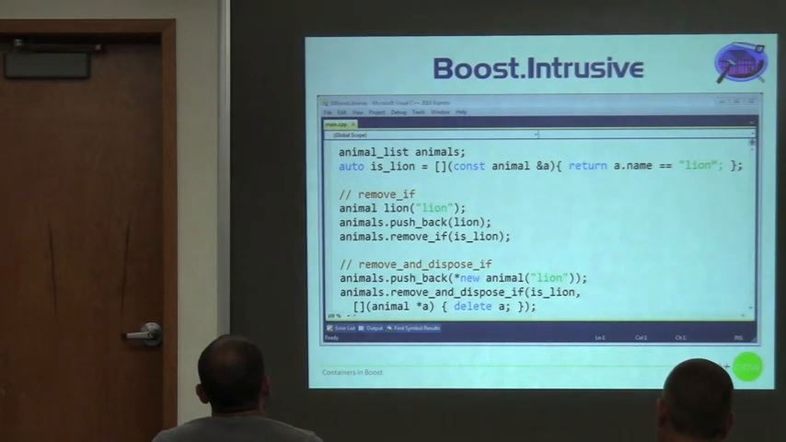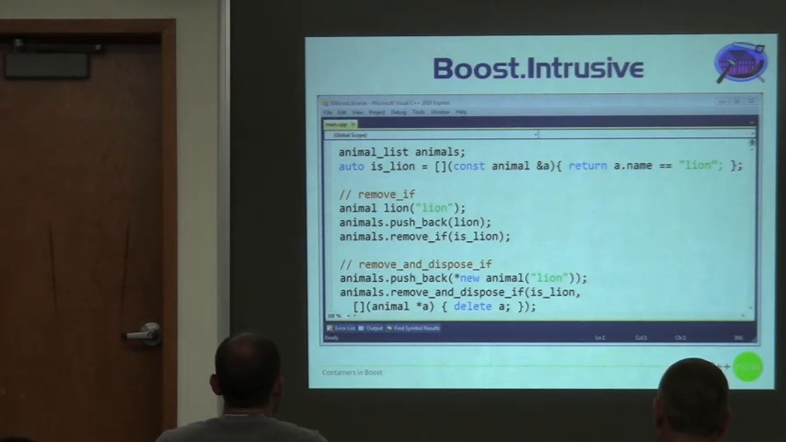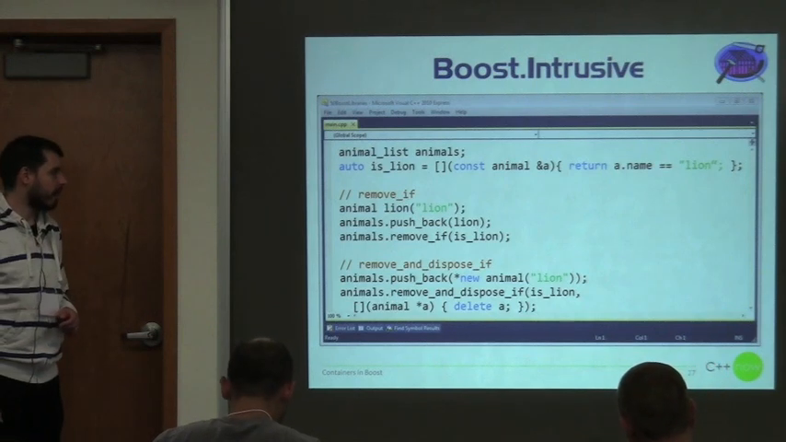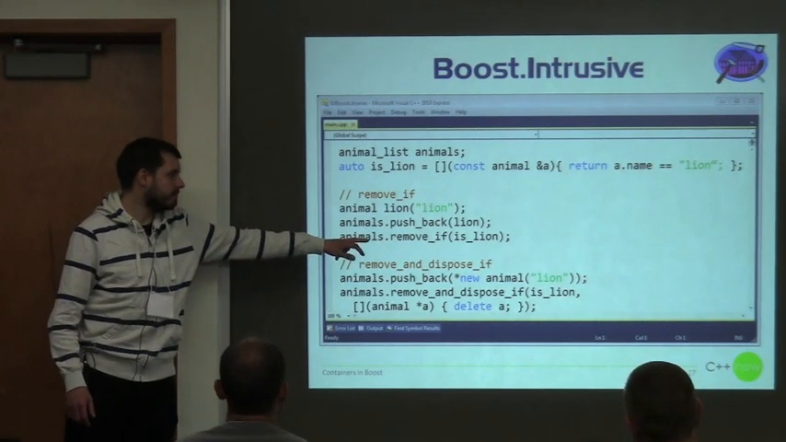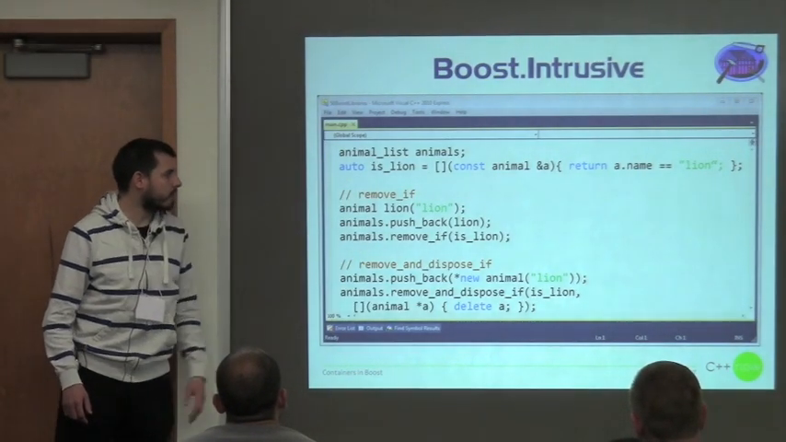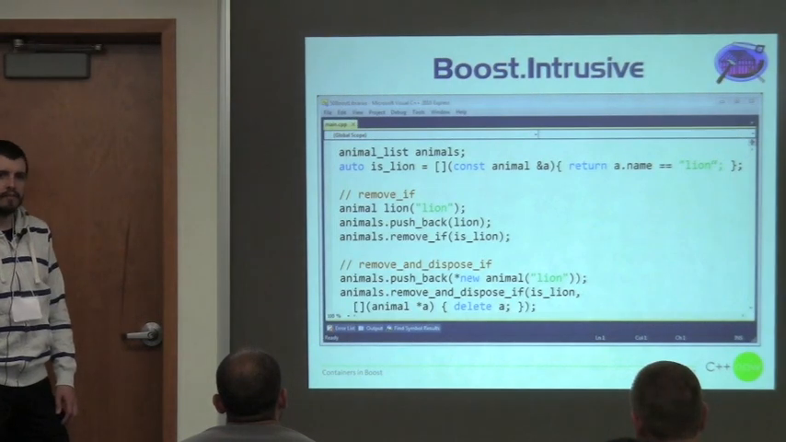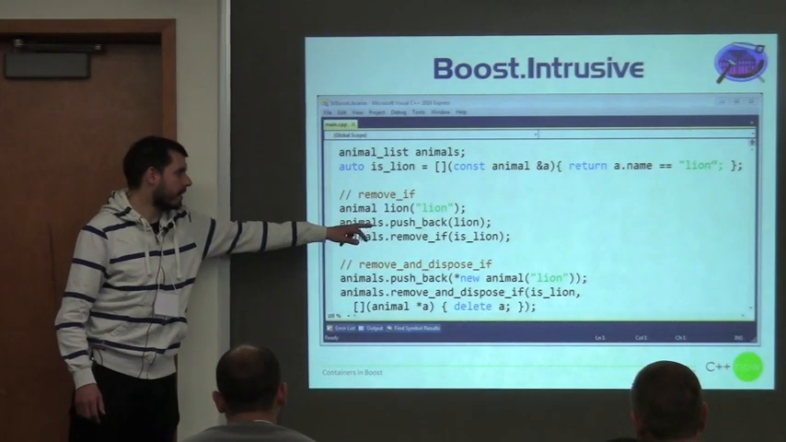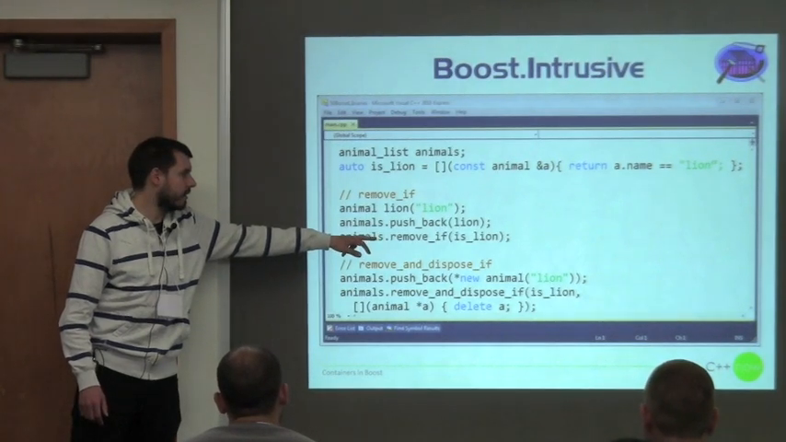Now, if I add elements to an intrusive container, I have to be very careful about the lifetime of the objects. So I have to make sure that I don't erase an element too early, if I have a container which has actually stored the element somehow. So if I remove an element, I have to be careful. There are a couple of functions provided to remove elements. One is simply called remove_if. In this case, there's a predicate used and I want to remove all animals which are lions. So in this case, I have just one lion. I push it back. In this case, it is removed again.